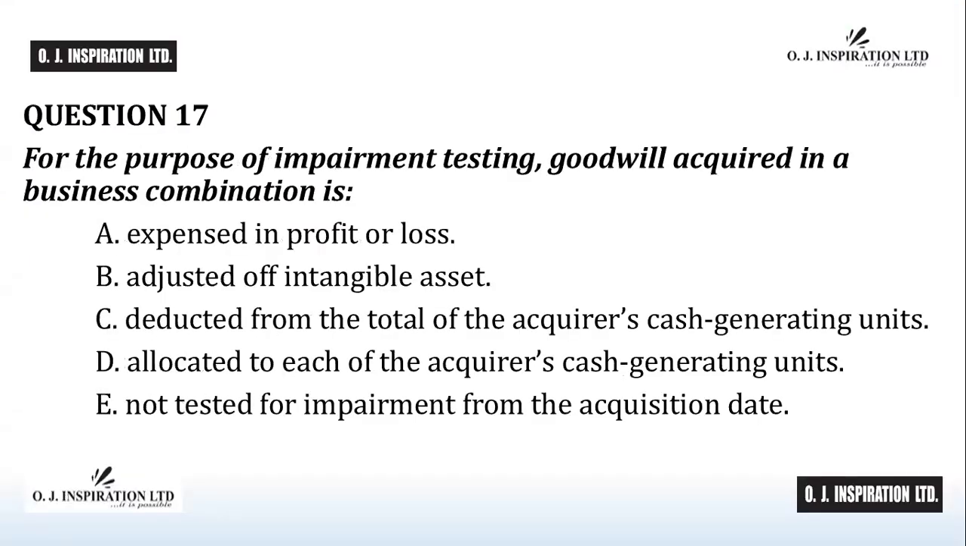Question number 17. For the purpose of impairment testing, goodwill acquired in a business combination is A. Expense in profit or loss. B. Adjusted of intangible assets. C. Deducted from the total of the acquired cash generating units. D. Allocated to each of the acquired cash generating units. E. Not tested for impairment from the acquisition date. Time counts. 10 seconds gone. 20 seconds gone. Time up.